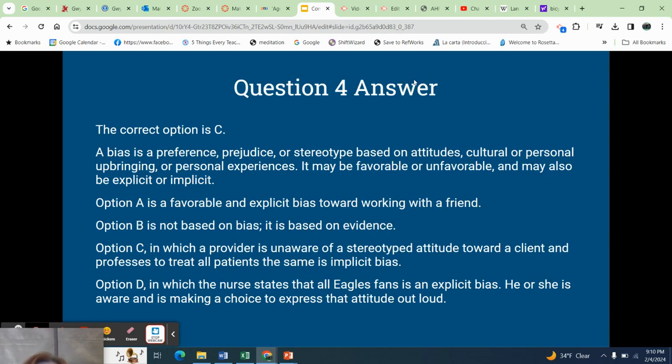Correct response is C. A bias is a preference, prejudice, or stereotype based on attitudes, cultural, personal upbringing, or personal experiences. It may be favorable or unfavorable and may also be explicit or implicit. Option A is favorable, explicit bias toward working with a friend. Option B is not based on bias, it's based on evidence. Option C, in which a provider is unaware of a stereotyped attitude toward a client, but professes to treat all the patients the same, that is implicit bias. And D, if I say that all Eagles fans are nuts, that's explicit bias. I'm aware of it. I'm making a choice to express that attitude out loud.